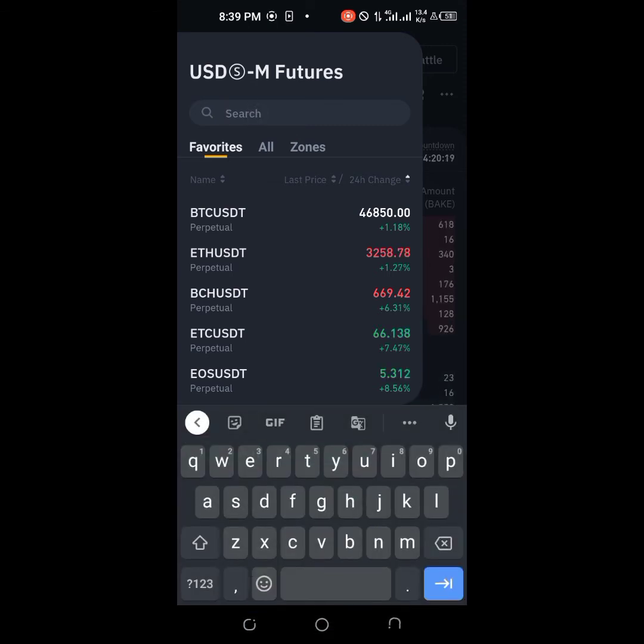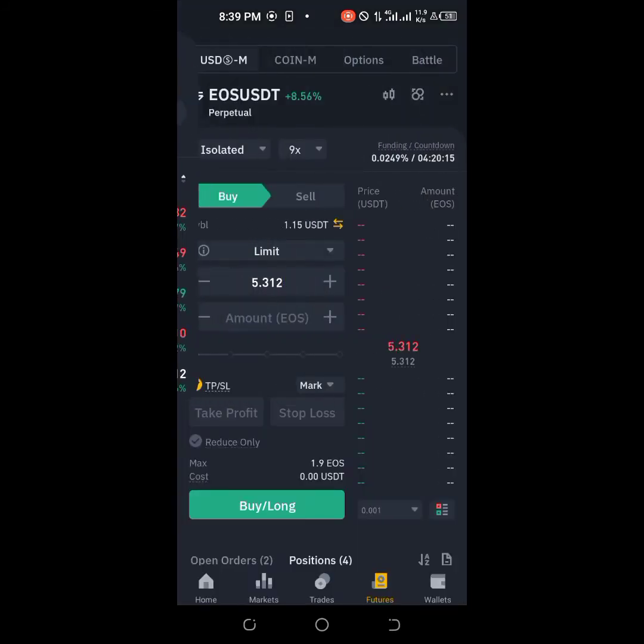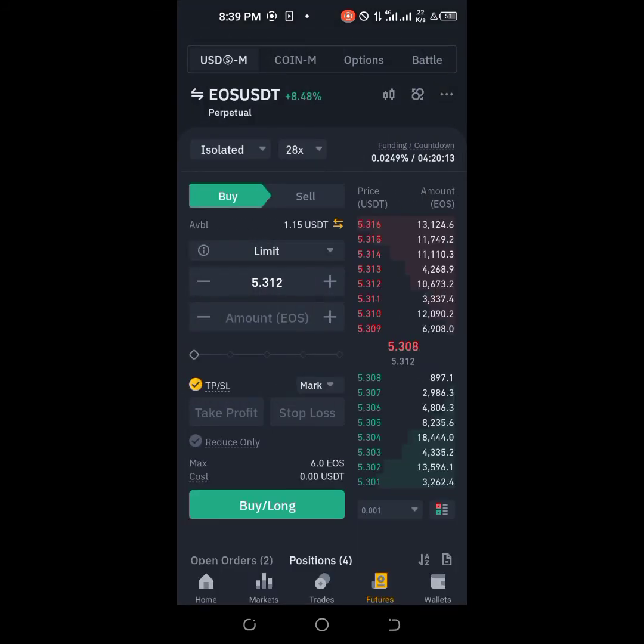So now let me just search for an asset. So now I want to trade my assets.